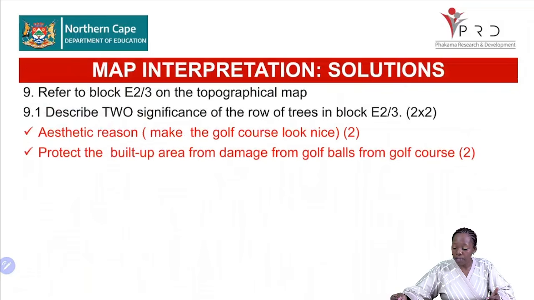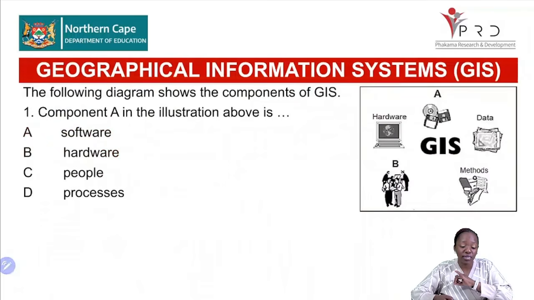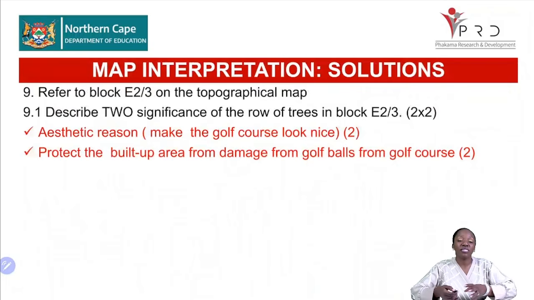So as you can see there is a golf course at the center. That golf course is also protected by the row of trees. Remember, in the golf course, they are playing golf. So therefore, we're talking about protecting the built-up area from the damages from the golf balls. Remember, those golf balls are very hard, so they can also destroy. So we're looking there at those two reasons. For number one, to make the area look beautiful or for aesthetic, and also to protect the area from the golf balls.